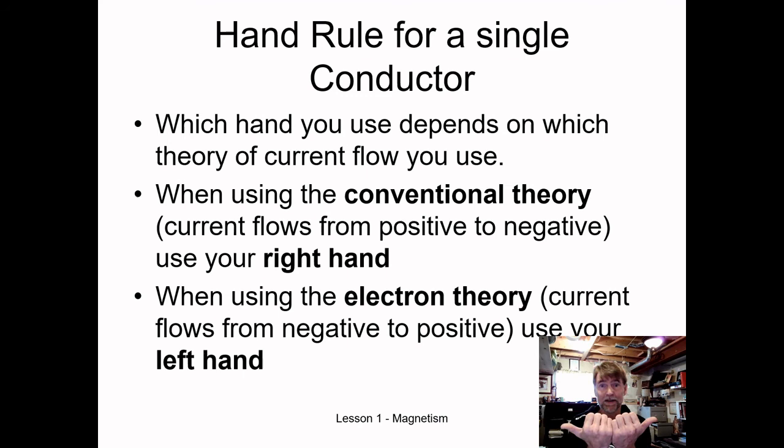But the direction our thumbs are pointing, talking about current flow, will change depending on which theory we use to talk about that current flow. So here's the rule. Conventional, let me underline this for you. Conventional theory is the right hand, and electron theory is the left hand. That's the rule. That's how we keep it separate. Conventional theory uses the right hand. Electron flow theory uses the left hand.